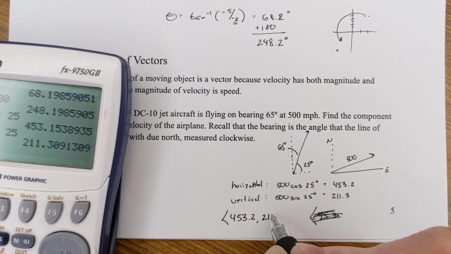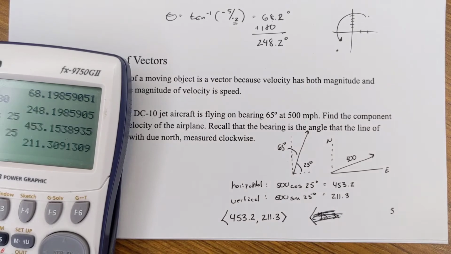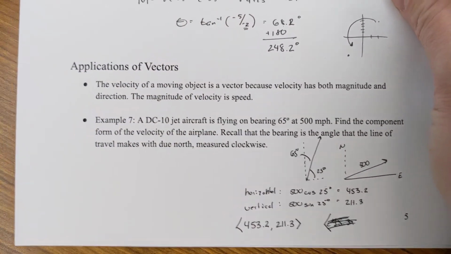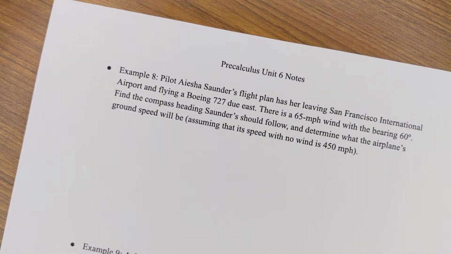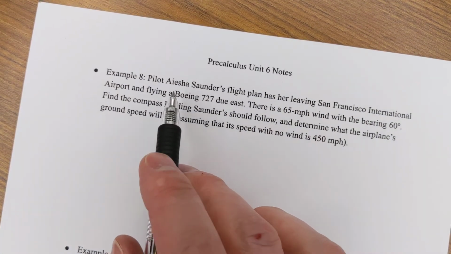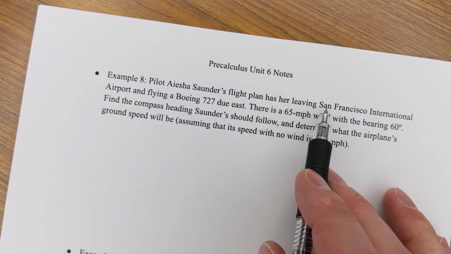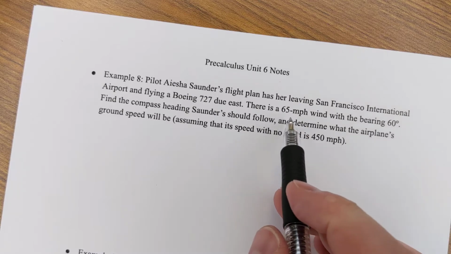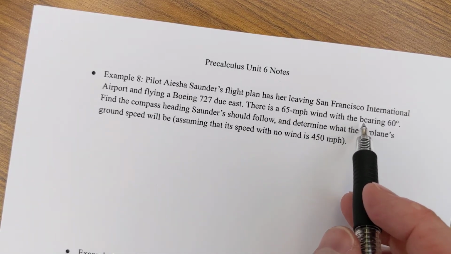453.2, 211.3. So there's your component form, horizontal, vertical. Okay, so example 8. Pilot Aisha Saunders' flight path as they're leaving San Francisco International, flying in a Boeing 727 due east. There's a 65-mile-per-hour wind with bearing 60 degrees.